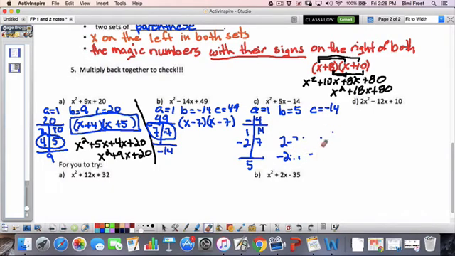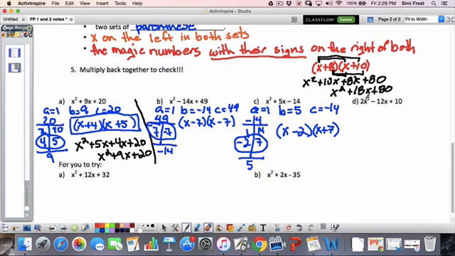Get rid of this work here. And I found my magic numbers. Negative 2 and 7. So I have x minus 2 and x plus 7. All right, last one I'm going to do in this video before I let you try a couple on your own.